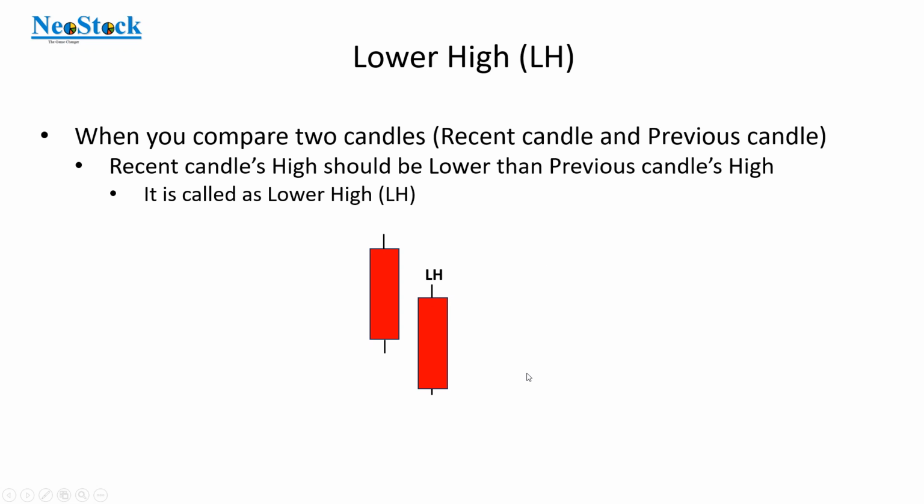Similarly, we are comparing one more candle. Now this is the recent candle. The bullish candle is the recent candle, and this bearish candle is the previous candle. Now when you compare, which one are you comparing? Highs we are comparing, both the candles' highs. When you are comparing both the candles' highs, what is the position of the recent candle's high? Is it higher or lower? It is lower. That's why we are calling it lower. Which one are you comparing? High. That's why it is lower high. LH indicates lower high.